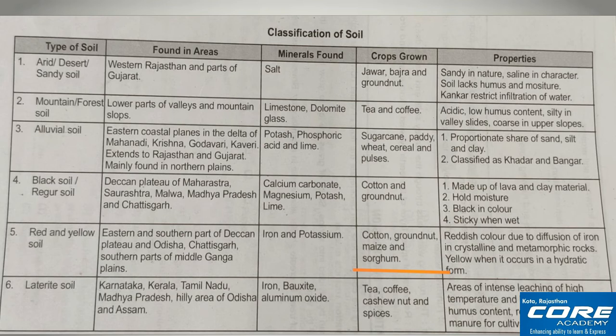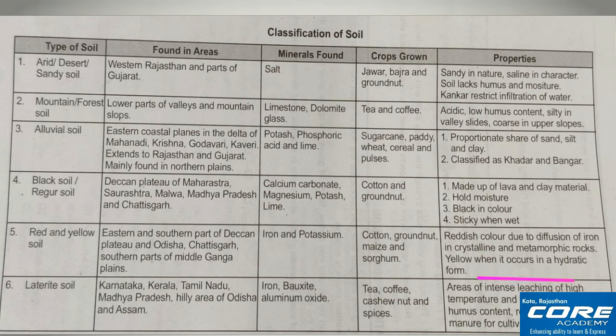Why does it have the red color? Because of the presence of iron, right? Here you can see that the reddish color is due to diffusion of iron in crystalline metamorphic rock. Fine. And it becomes yellow when it occurs in a hydrated form. So when we add water, the color changes to yellow, and the original color is red only. That is why it is called red and yellow soil.